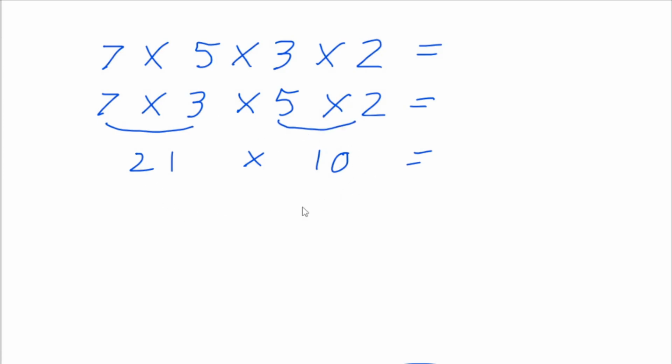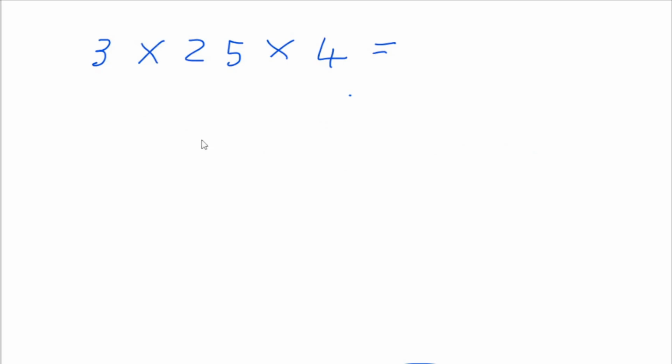So if I multiply it in that order, getting 21 times 10, 210, I've made the question a lot easier because I spotted there was a 5 in there and a 2 in there, and they multiply together to make 10. There's something very similar with 25s and 4s, which I'll show you in a second.